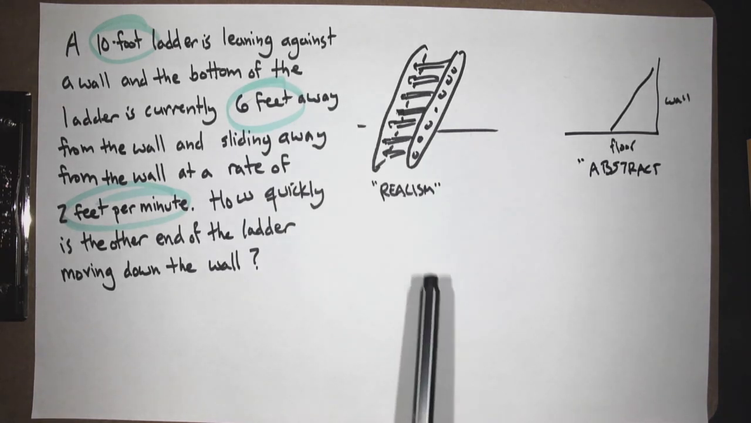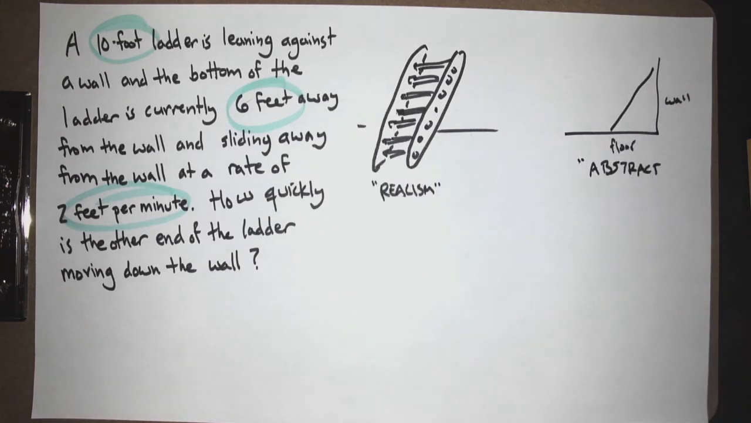Which one will be easier to think about? I think the abstract is a bit easier. All right, so the next thing is to start thinking about labeling things.